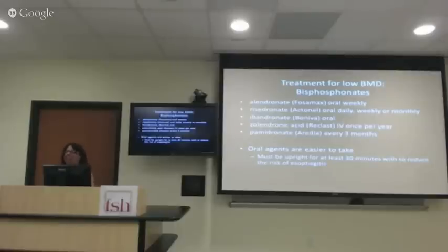Any other questions? Is there any benefit to FSH with any of these besides the bone meds? I'm sorry, is there any benefit? To any of the, Oh, okay, that's an interesting question.